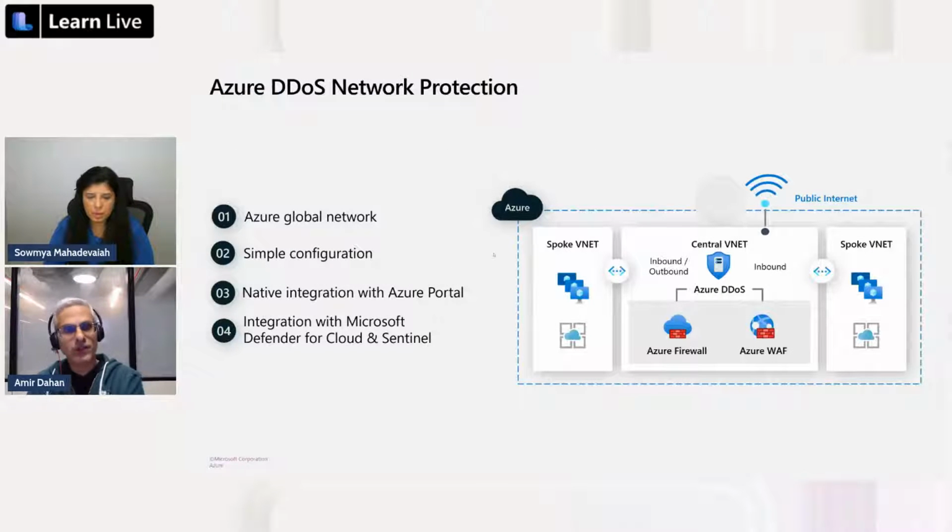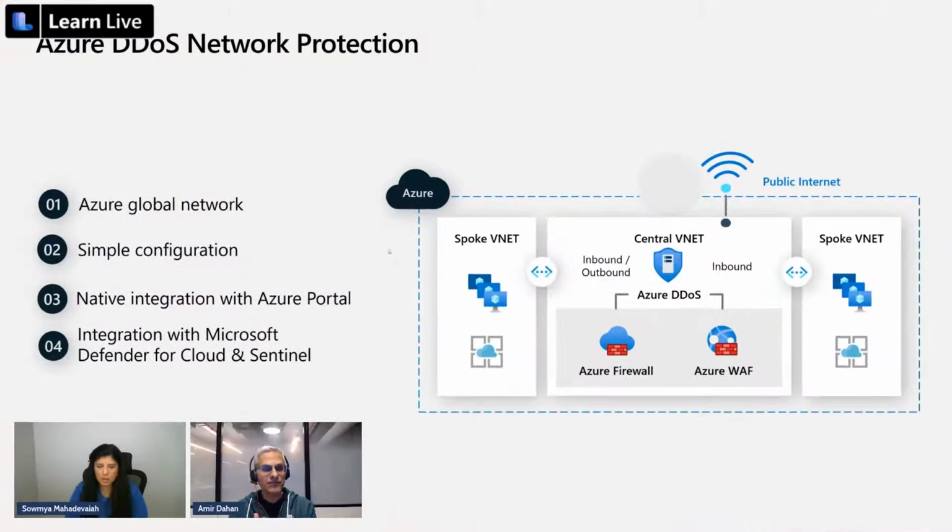Next, we talked a little bit about Azure infrastructure protection, which is a free offering to all Azure customers. But now let's talk about Azure DDoS network protection. This is a priced SKU that is available to customers to consume. And now I want to describe a little bit the value-added capabilities and features that it provides to customers on top of infrastructure level protection.